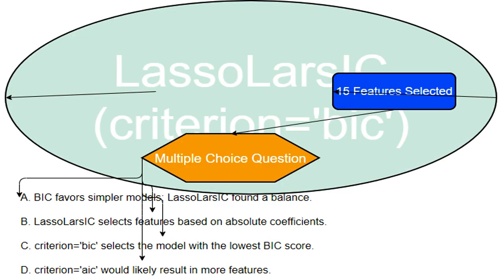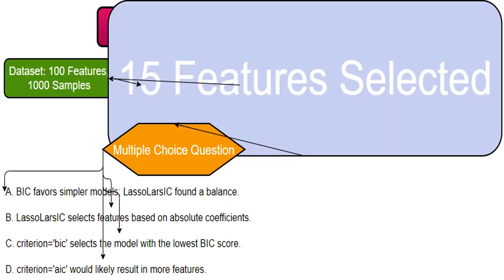I'm using the Bayesian Information Criterion, BIC, to guide LassoLarsIC's selection of features. BIC helps to balance the goodness of fit and the complexity of the model. The goal is to find a balance between accuracy and simplicity so the model isn't too complex and risks overfitting the data. After running LassoLarsIC, I found that only 15 out of the 100 features were selected as important for the best model. This shows that many features had little impact according to the BIC criterion.